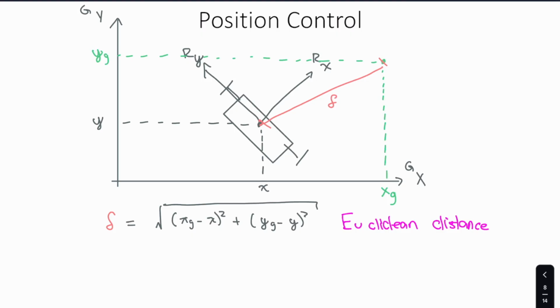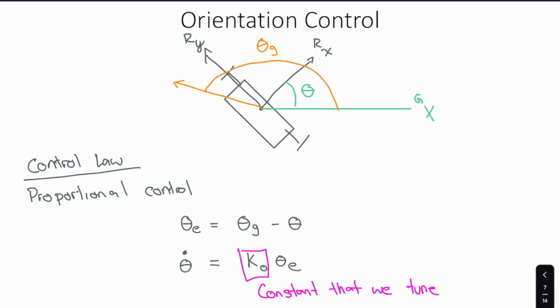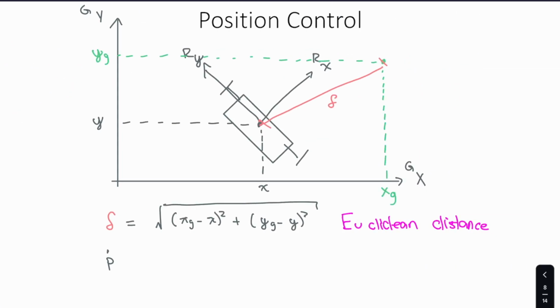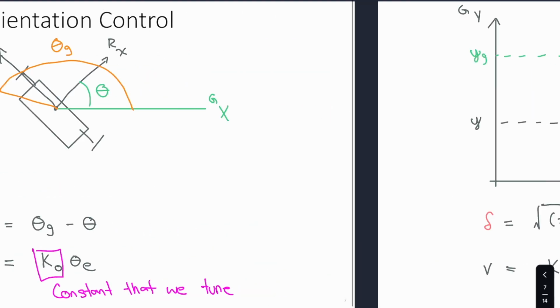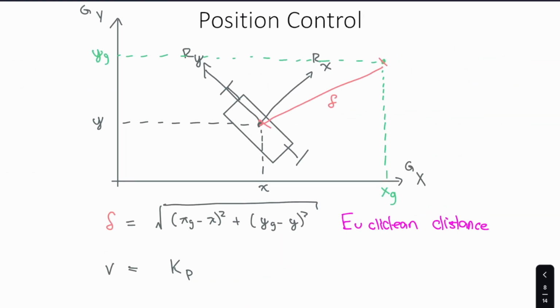And we'll define our velocity. You could also consider this the derivative of position, just like we had the derivative of the angle. But I'll use, again, the standard notation for velocity here. And we'll say that velocity is just equal to k_p, so the constant for position, just like we had a constant for orientation, times this delta value.